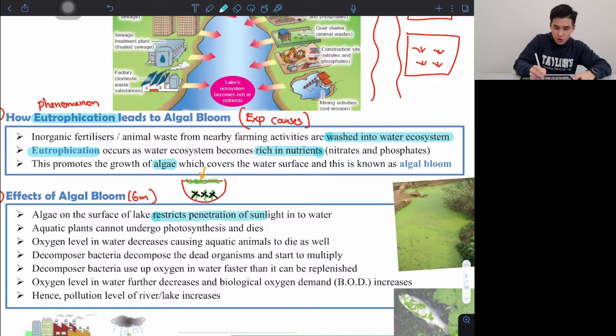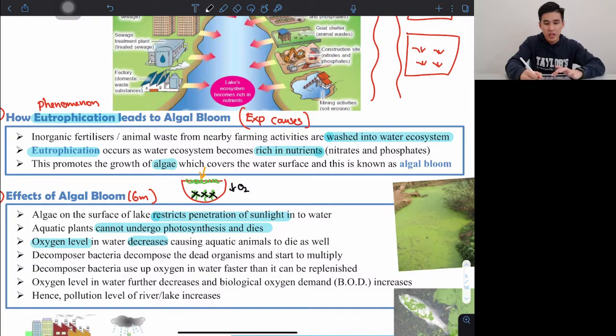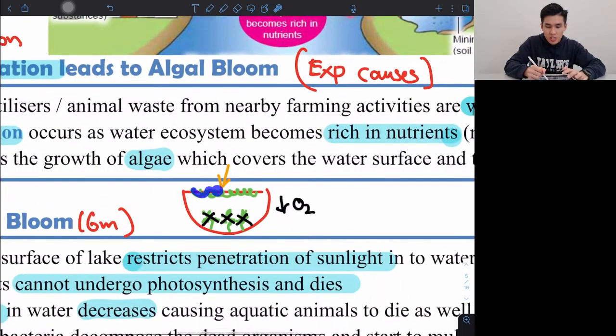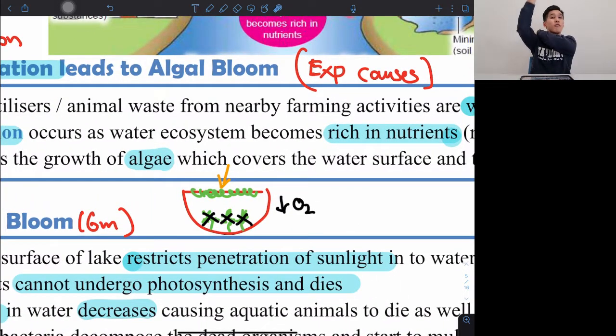Algae restricts penetration of sunlight. Plants cannot undergo photosynthesis, dies. And then oxygen level decreases. So when there's no oxygen, now who will be affected? The fishes lah. Because you can see here got algae, which means oxygen cannot dissolve from the air. Plus photosynthesis doesn't occur anymore because your plants are all dead.